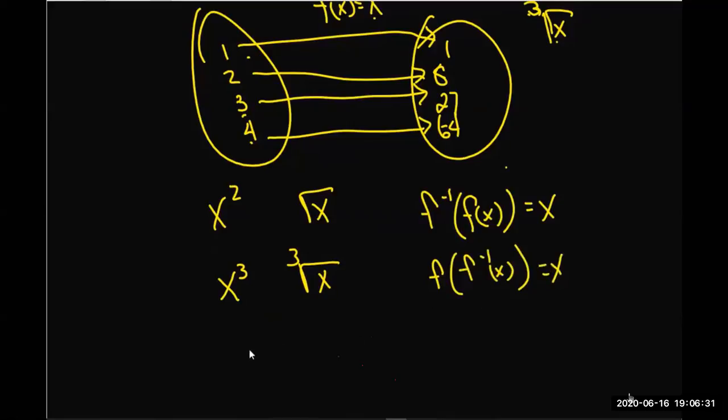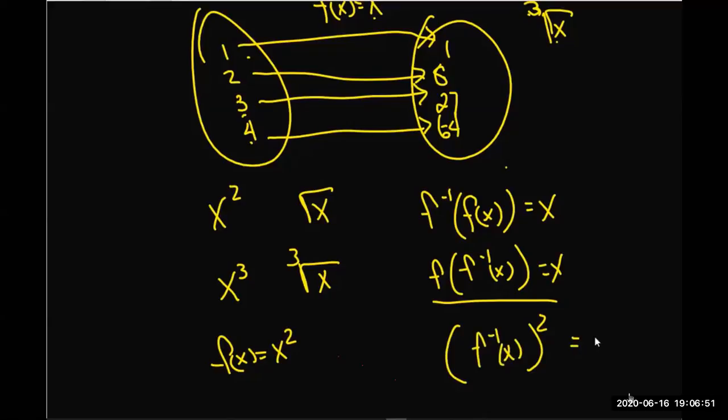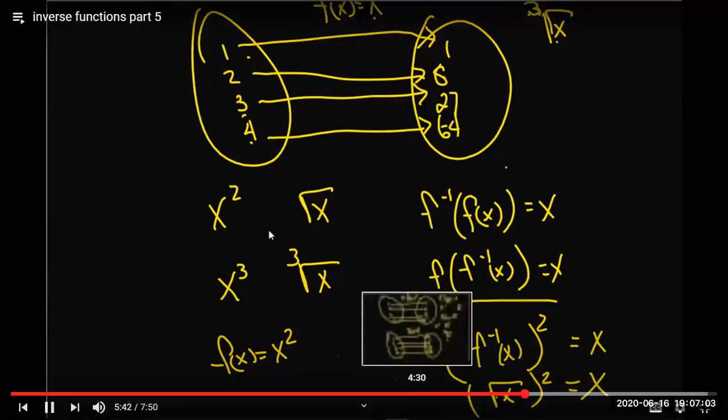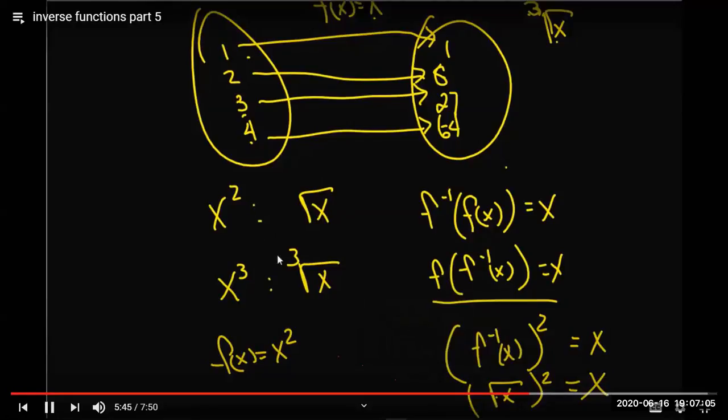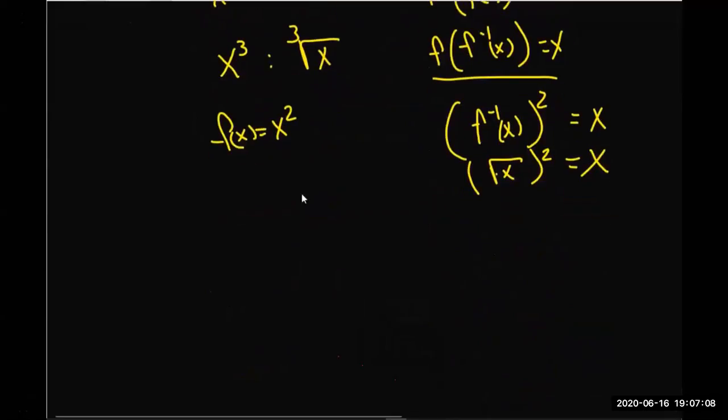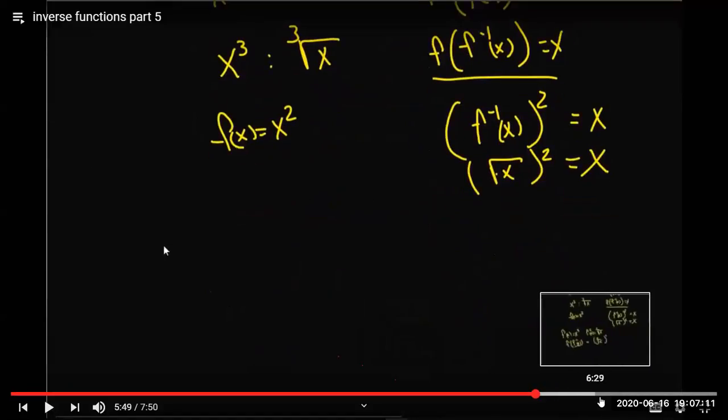So let's work with this one. f is equal to x squared. So if I do x squared, that means I'm squaring the inverse of x. What does the inverse of x have to be in order to get x back? It has to be the square root. So if you do the square root of x squared, you get x. And so squaring and square roots are inverses. These two are inverses. Same thing here. Cubing and cube roots are inverses. Okay, I think that's pretty clear.